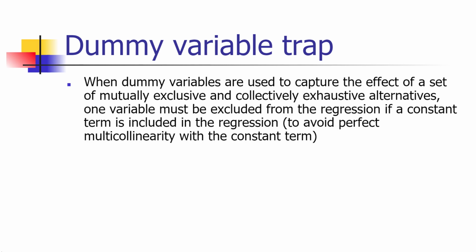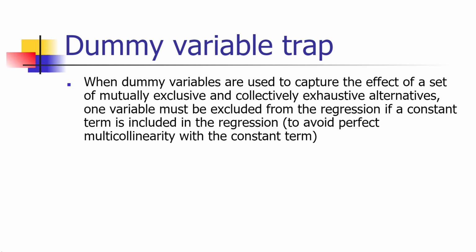And the reason is, otherwise we run into something called the dummy variable trap. The dummy variable trap is because if we include a dummy variable for each and every possible case, you'd essentially have a set of variables that all added up to one or a constant. And what would happen is we'd have perfect multicollinearity between the set of dummy variables and the constant term. So we have to omit one variable from the set of dummy variables to prevent a perfect multicollinearity situation.